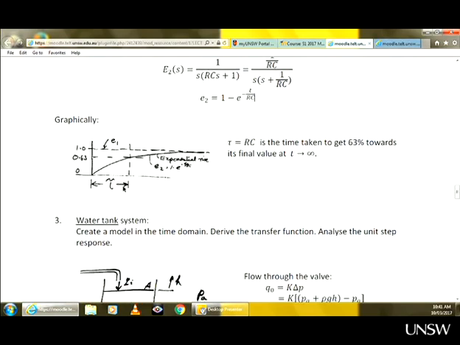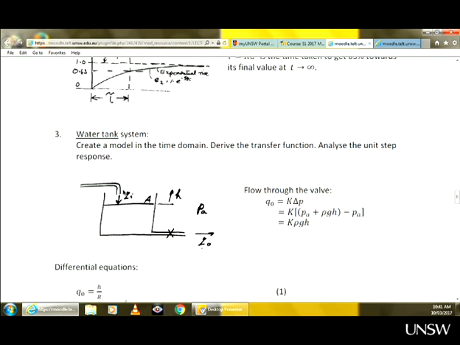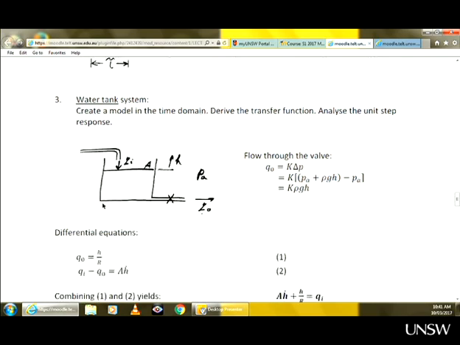Let's take a water tank system. So you have a water tank, you have a pipe bringing water at the volume rate Qi, but the tank is also losing water through this valve at the rate Qo. The height of the tank is h. The outside pressure is Pa, or atmospheric pressure.